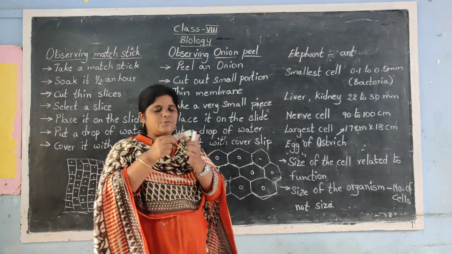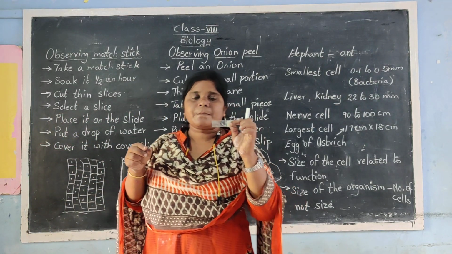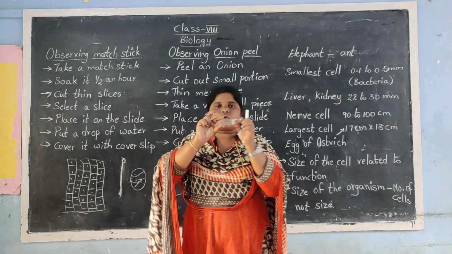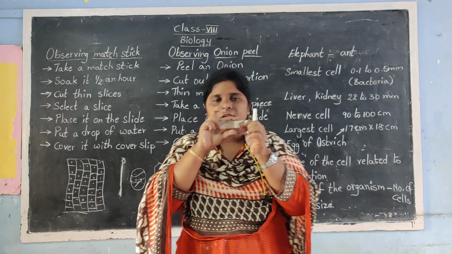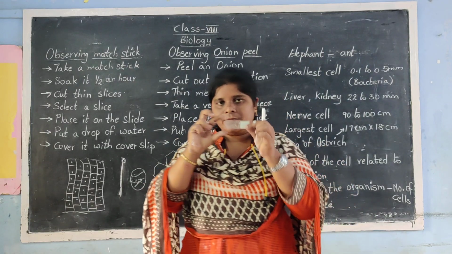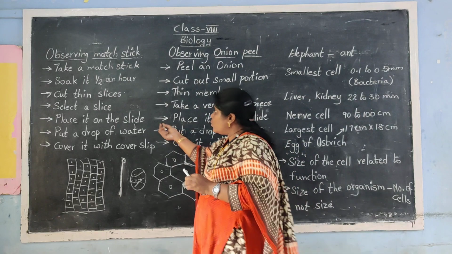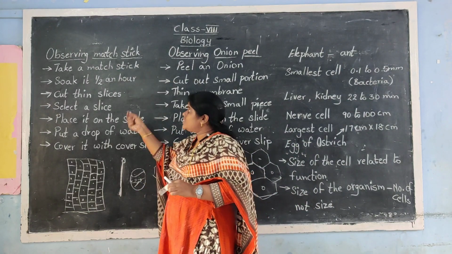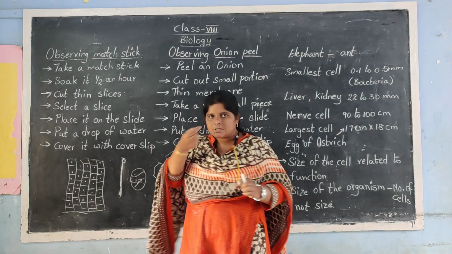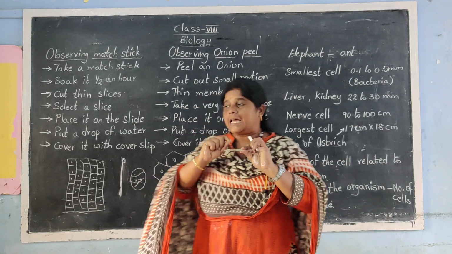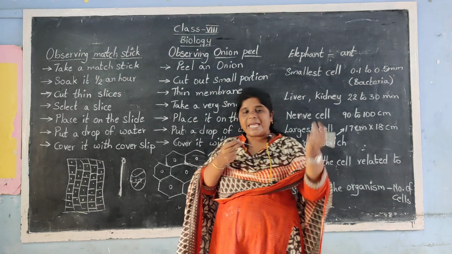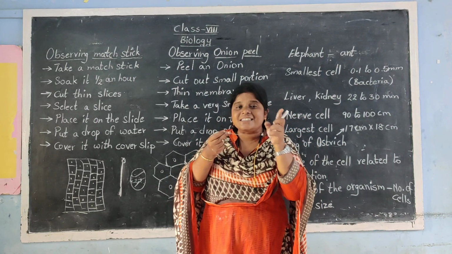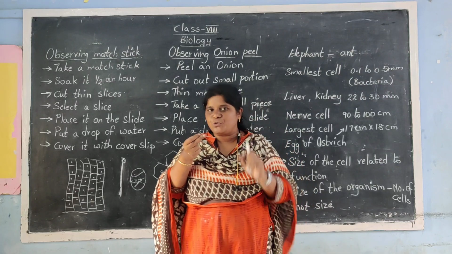So, for your convenience, this is a slide now. What is this? The slide which is used under the microscope. This is called a glass slide. Now what we are going to do here is cut this matchstick into very thin slices. Now select one of the slices. Now we have to place the thin slice on the slide. Slice, slide. Don't get confused.